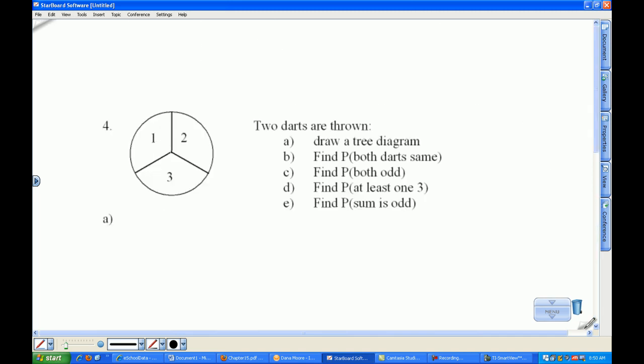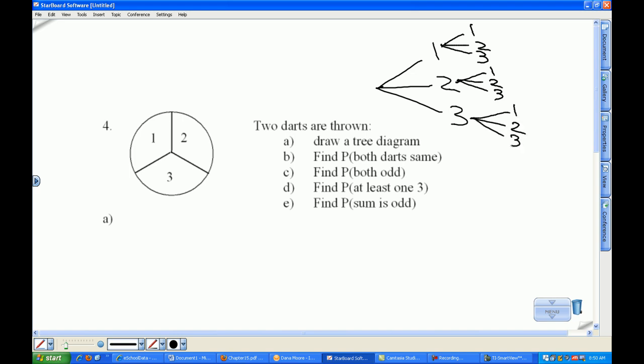Alright, let's see. 2 darts are thrown. We're going to draw a tree diagram. So for the tree diagram, on the first throw of the dart, I can get a 1, a 2, or a 3. This has to be replacement. You can't actually tear the dartboard apart for the second throw. So we're going to have 1, 2, and 3 are the same outcomes for the second throw of the dart. Okay. Well, now that I have my tree diagram here, I can actually skip doing some of the mathematics because I can just count them out of here. I know there are 9 outcomes. So I know my denominator for part B is going to be 9.